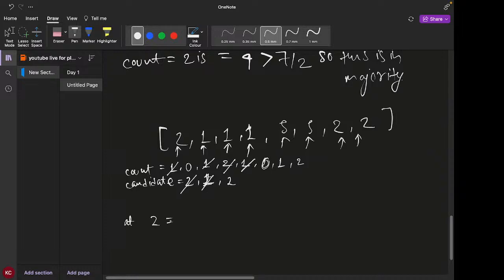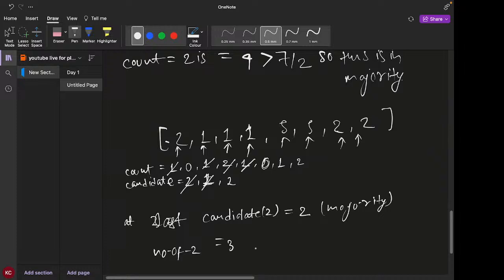At last, candidate 2's vote count will be 2, so it should be the majority, but actually it is not in majority, because when I count the number of 2s, it is 1, 2, 3, equal to 3, and the size of the array is 1, 2, 3, 4, 5, 6, 7, 8, and 3 is not greater than 8 divided by 2.